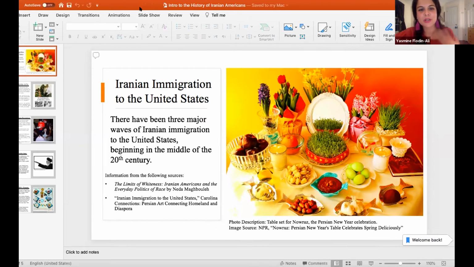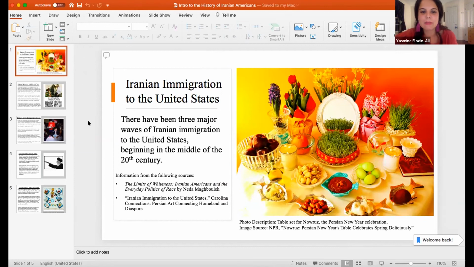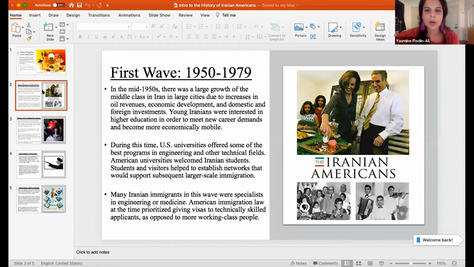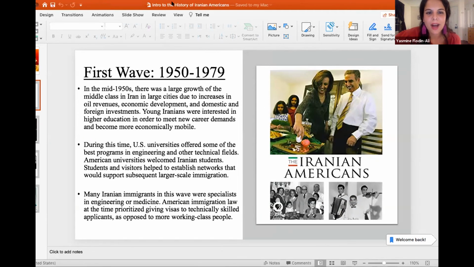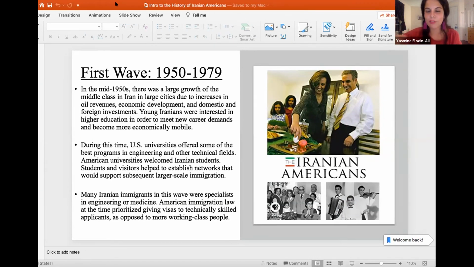So there have been 3 major waves of immigration to the United States beginning in the middle of the 20th century. So we start with the first wave, which is when there was a large growth of the middle class in Iran as oil revenues were increasing and young Iranians were interested in higher education in order to further their careers. And during this time, US universities offer some of the best programs in engineering, other technical fields. That's still what draws many international students to the US today, of course.